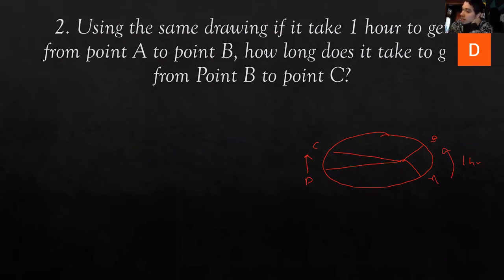All right. And just like we also stated, the time it takes to get from point A to point B is equal to the time it takes to get from point C to point D. So the answer is 1 hour.